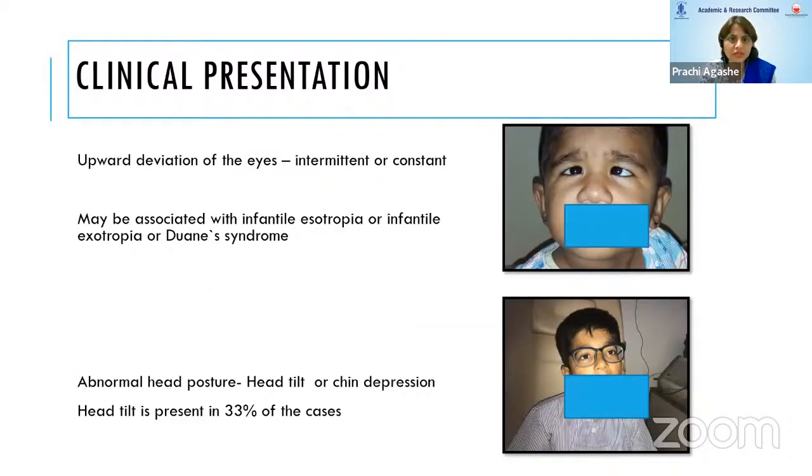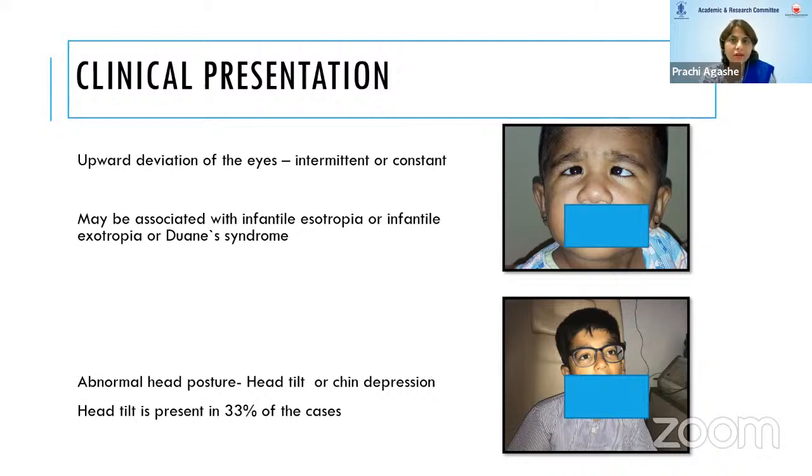So the clinical presentation is in the form of the patient presenting with upward deviation of the eyes, which may be intermittent or constant and is more during inattention. It may be associated with infantile esotropia or infantile exotropia or Duane syndrome. The patient may present with an abnormal head posture in the form of a head tilt or chin depression. Head tilt is present in almost 33% of the cases.